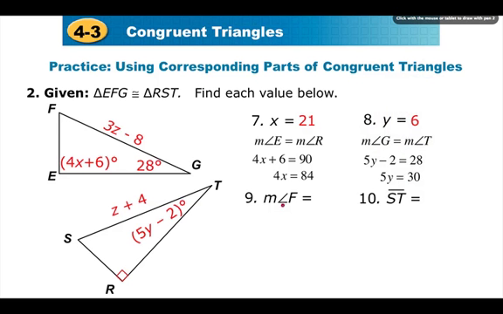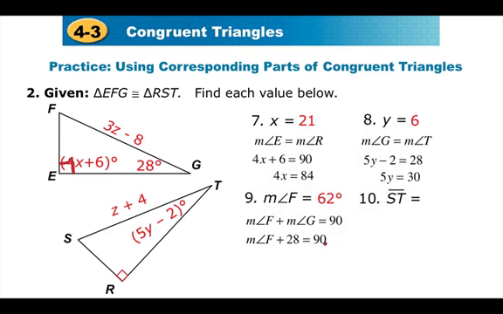How do I find angle F? Here, I know that this is 28. So then I know that these two angles must be complementary. Why? Because I know that this is 90 degrees. From here, I substitute, and that's how I end up with 62.